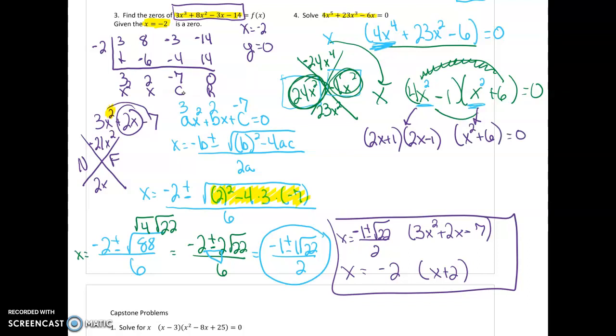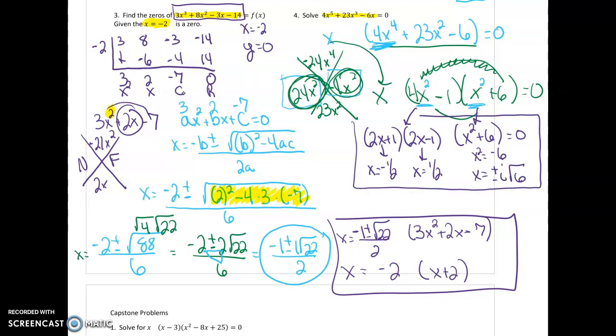So what are my answers? Well, this factor will make negative 1/2. This factor will give me 1/2. And this factor, once I set it equal to 0 and I move that 6 over, and then I take the square root for plus or minus, the square root of a negative number will be an i, and the square root of 6 will be this. So I am looking at what factor made what solution and what solution comes from what factor. So make sure you take care of that as you do all the problems.